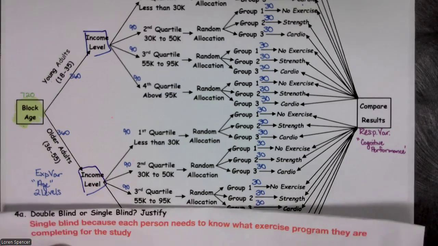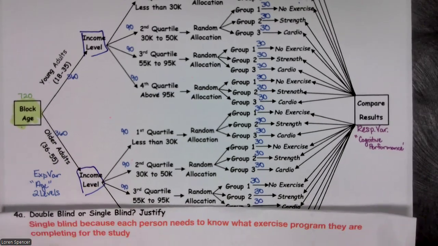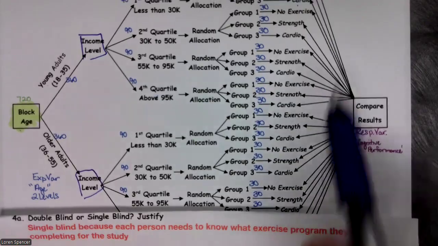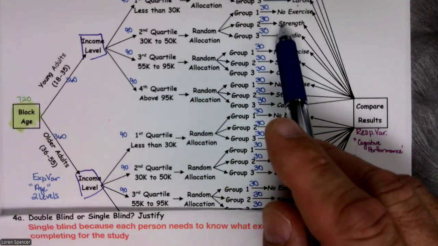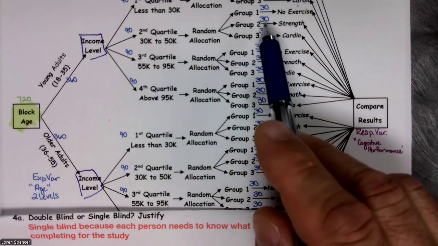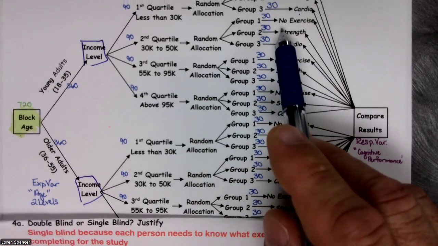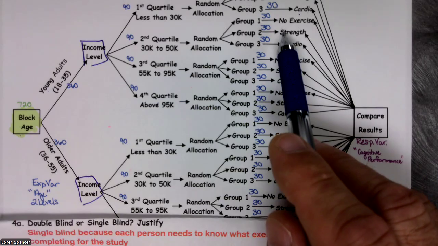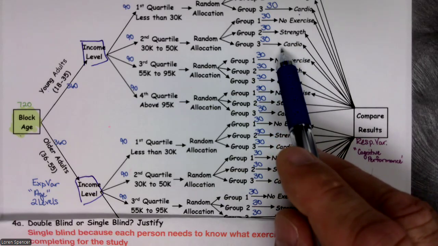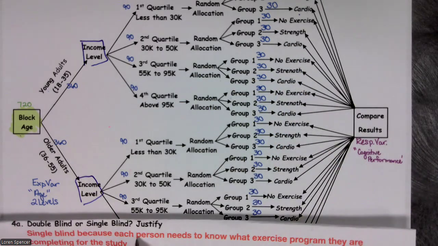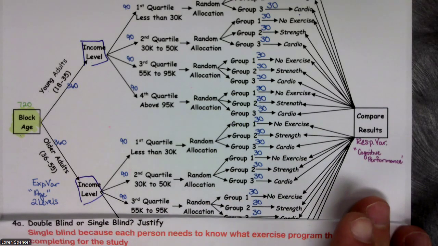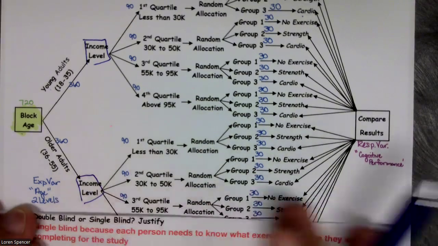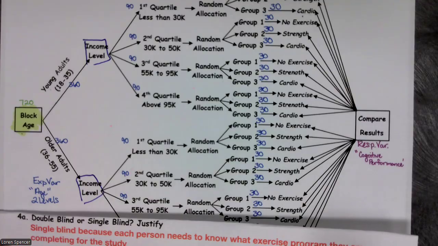Could this be done by single blind? And the answer is yes, it could be done by single blind because the data collector wouldn't have to know which treatment I got. The data collector wouldn't know whether I was sitting on a couch eating chocolates and potato chips or whether I was doing strength training or cardio. The data collector wouldn't know, so they would be blinded, but the person doing the exercise would know if they were exercising or not and what type of exercise they were doing.